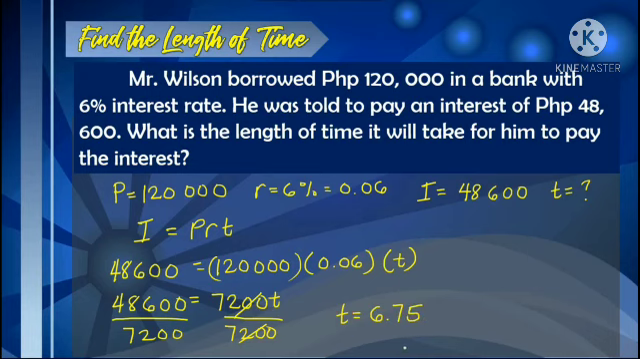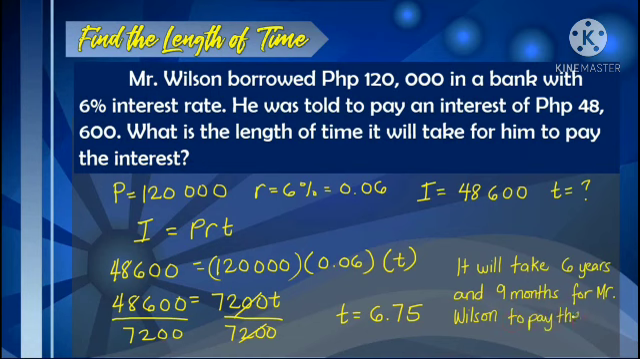6 refers to the number of years and the 0.75 is for the months. So how do we get the number of months? We have to multiply 0.75 by 12 and the value is 9. Therefore, this means that it will take 6 years and 9 months for Mr. Wilson to pay the interest. Therefore, that is our final answer.